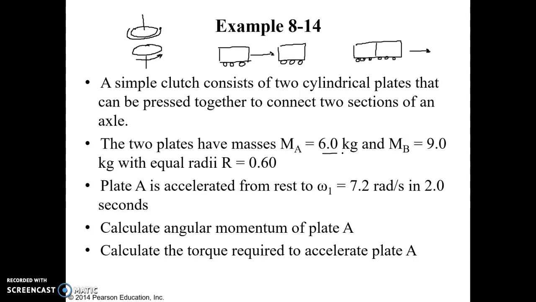The two masses in this example are not the same, like they were in the train example. We have a mass of 6 kilograms and a mass of 9 kilograms, but they each have the same radius of 0.6. The first plate we're going to accelerate from rest to an angular velocity of 7.2 radians per second in a time period of 2 seconds. We want to calculate the angular momentum of plate A all on its own and the torque required to accelerate plate A.